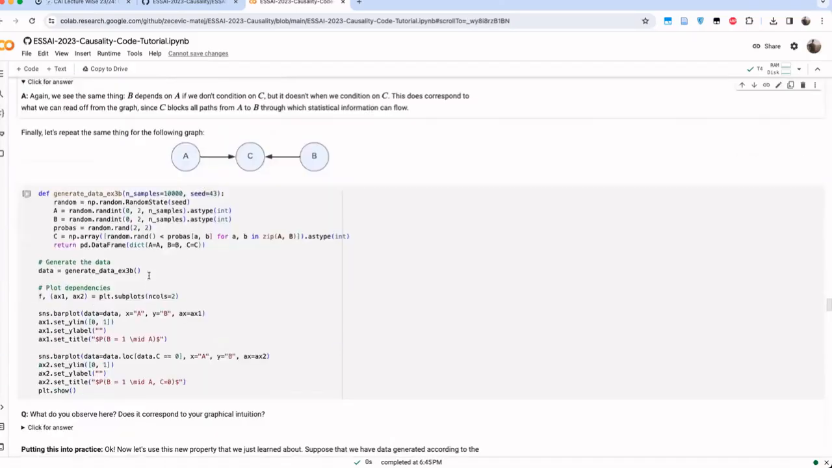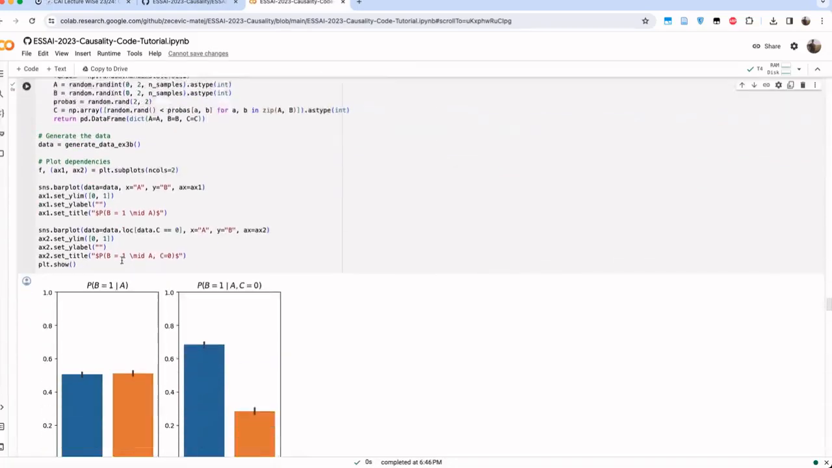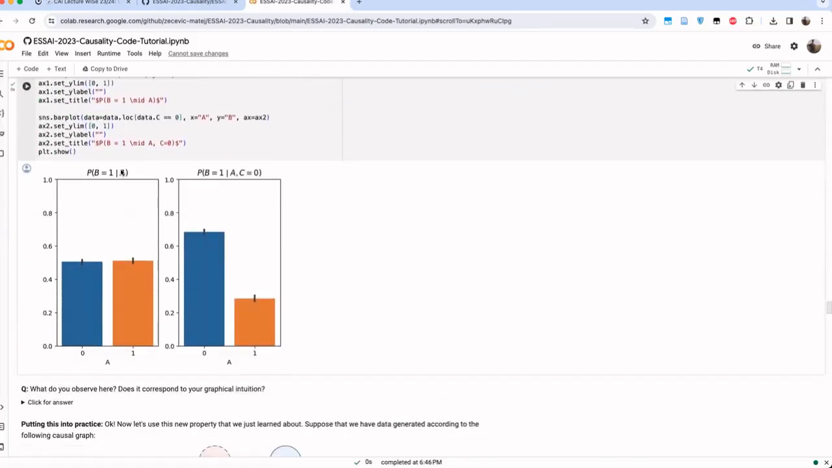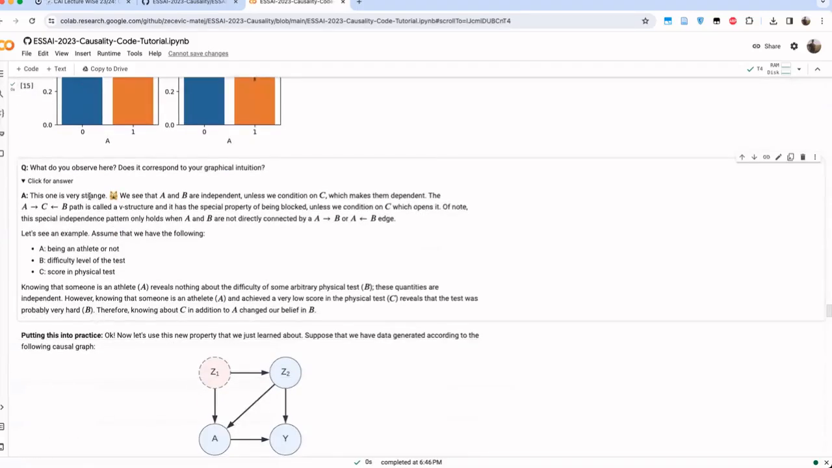So same picture. Now it's going to be a little bit different. This we know from our theory. This is a so-called collider. So only after knowing about C can information actually flow between A and B. So it's going to be the exact opposite, essentially. And so let's see. Correct. If we just know about A, they're essentially independent. But if we know about C, suddenly it informs our beliefs. So that's what we see here. Also, we have the little cat emoji suggesting it's very strange.